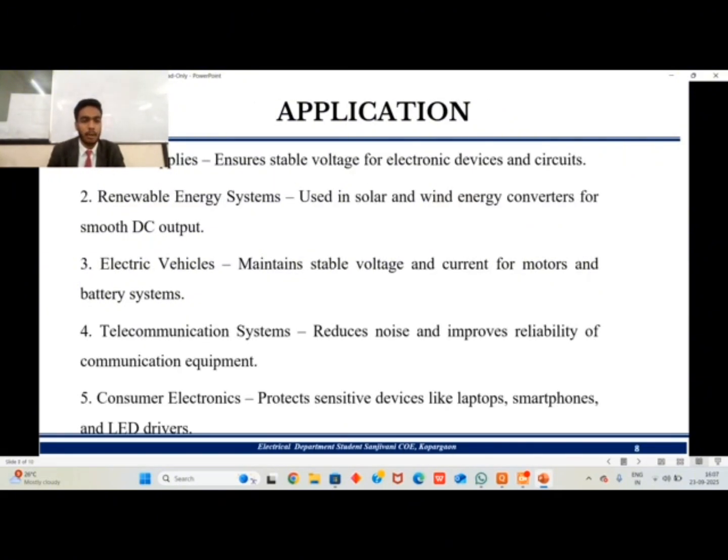Applications. First, power supply: ensures stable voltage for electronic devices and circuits. Second, renewable energy systems: used in solar and wind energy converters for smooth DC output. Third, electric vehicles: maintains stable voltage and current for motor and battery systems. Fourth, telecommunication systems: reduces noise and improves reliability of communication equipment. Fifth, consumer electronics: protects sensitive devices like laptops, smartphones and LED drivers.